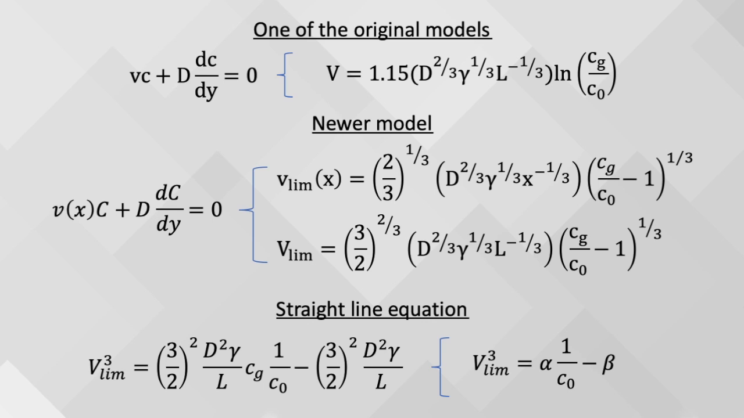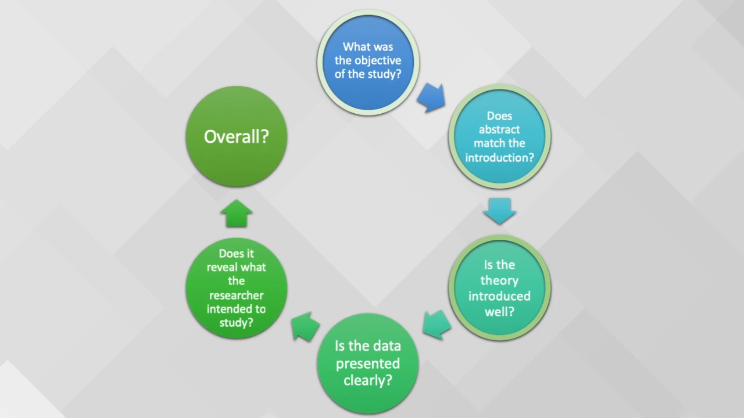Is the theory introduced well? Under the title Previous Work, the article sets out how the original models were calculated, clearly showing the origins and conditions assumed. It is then shown why these are not applicable in real cross-flow ultrafiltration. It then introduces the newer model to find limit flux, and like the previous models, it derives its origins, discussing why the conditions assumed in the newer model are sensible conclusions. It also shows the straight line equation to calculate limit flux, which I found very helpful.